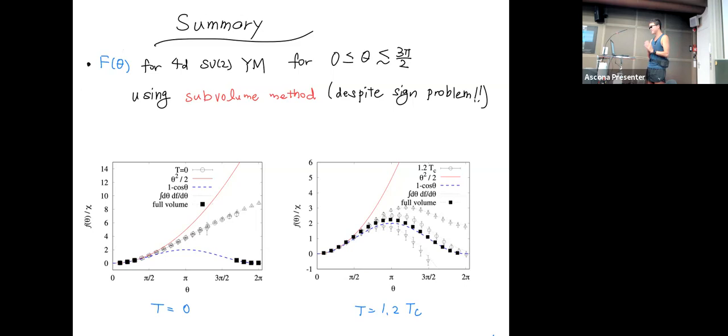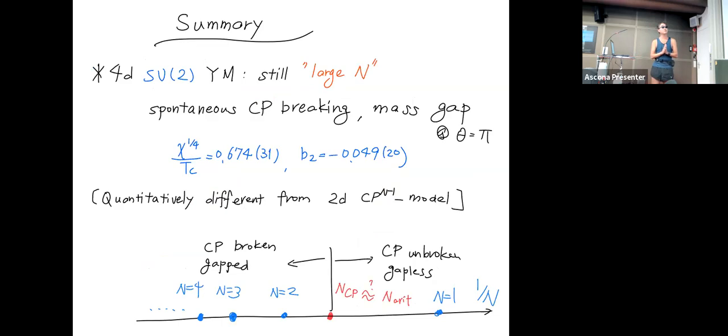my conclusion is that we have done this for SU(2) Yang-Mills theory, and we can go all the way to theta equals pi at least. That involves improving the method for smearing, but also using the subvolume method. This you can do despite the sign problem. And the physical lesson is that SU(2) Yang-Mills is actually like large N, and there is a spontaneous CP breaking.